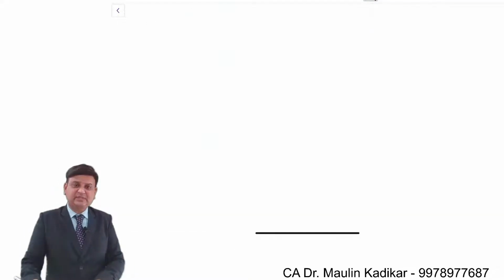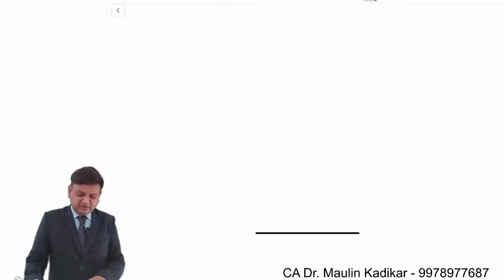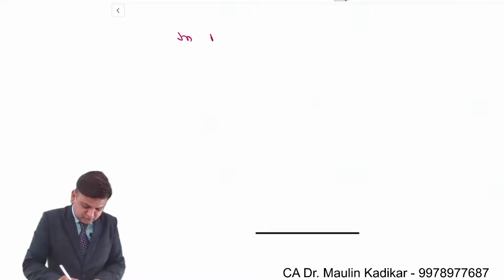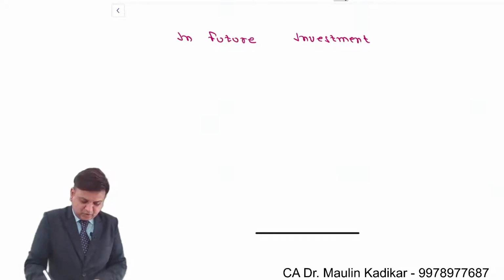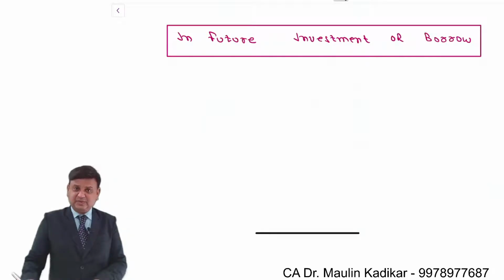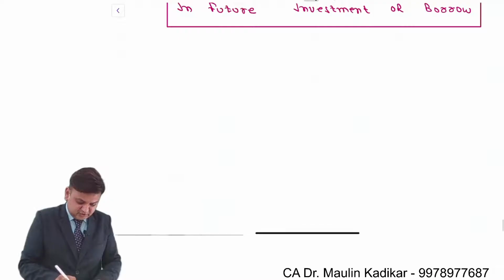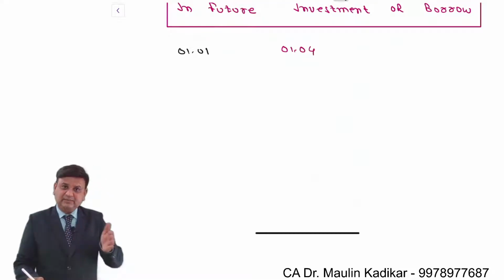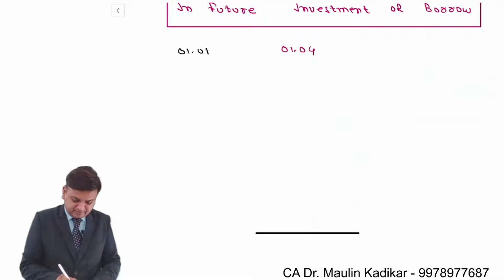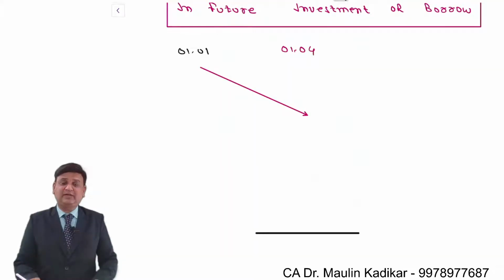Basically over here, this kind of contract is entered upon if in future you are going to make investment of the funds, or you are going to borrow funds. In both the cases, the contract is entered upon. Let us say that today's date is 1st of January, and you are going to make investment on 1st of April. And by the time this 3 months, you are expecting the rate of interest to fall down. Then in that case, you would like to enter into the forward rate agreement.